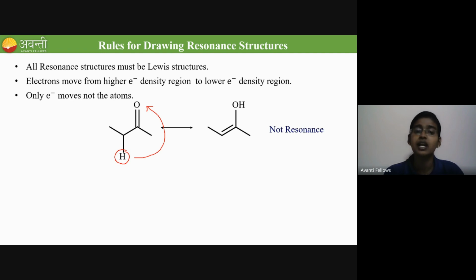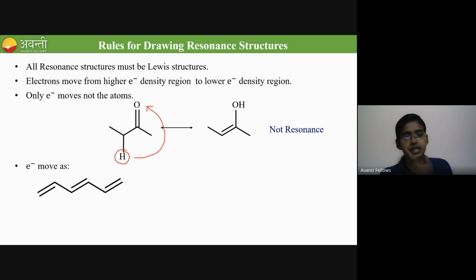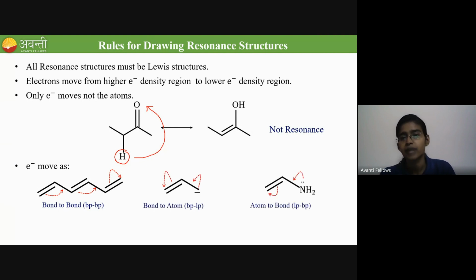So what is meant by electronic movement? How does an electron move? In the previous cases we have seen, no. So from that I have put one thing as an example for you. Here who is moving? Only the electron is moving from a particular atom to another atom. That is bond to bond shifting. The bond pair of electrons, you can see, is moving from one place to another. And bond to atom. And the third case is atom to bond. From the nitrogen atom to the other bond, it is moving. Got it? So only the electrons move and not the atoms.